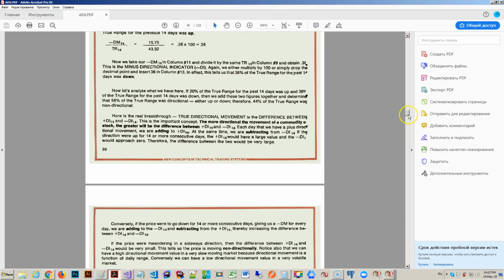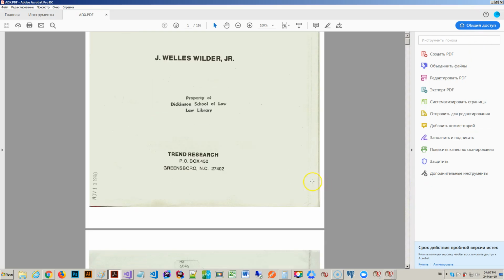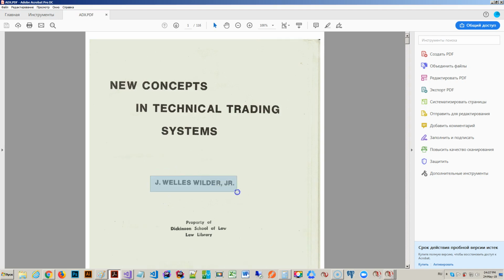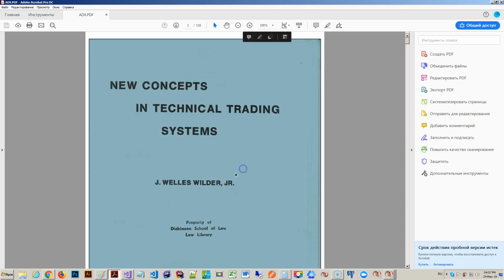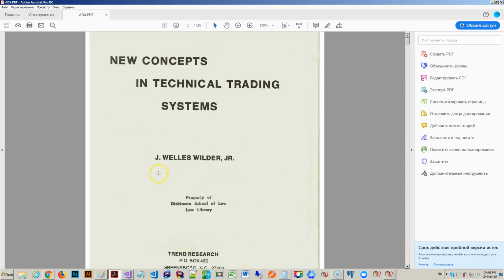Everybody knows ADX. It's a big indicator, been around since, I don't know, the 70s. This is J. Wells Wilder's book. Initially, he is the person who actually created ADX and came up with the ADX idea, and that's his first book.